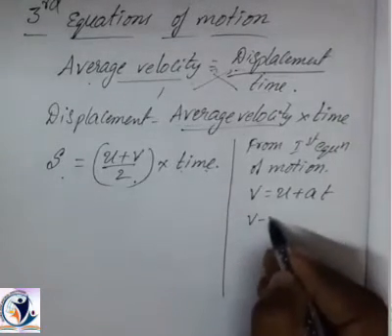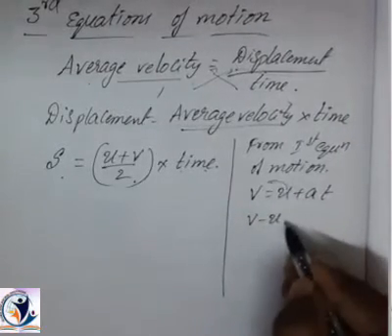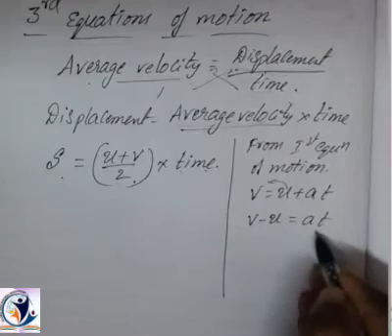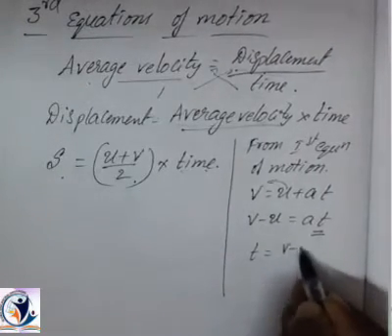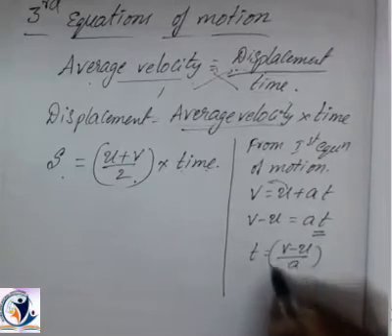So what I am going to do, v minus u, I am sending this u that side. v - u = at. I want the value of t. I want the value of t. So t = (v - u)/a.